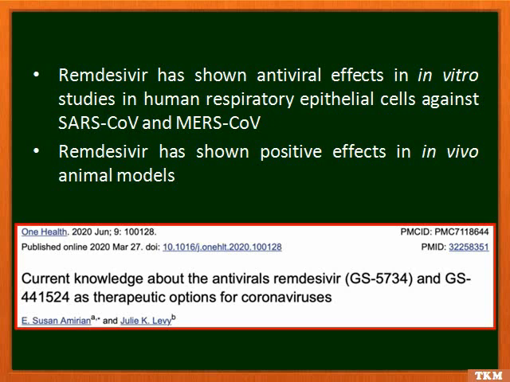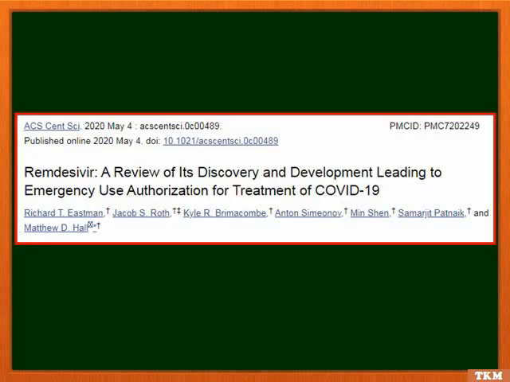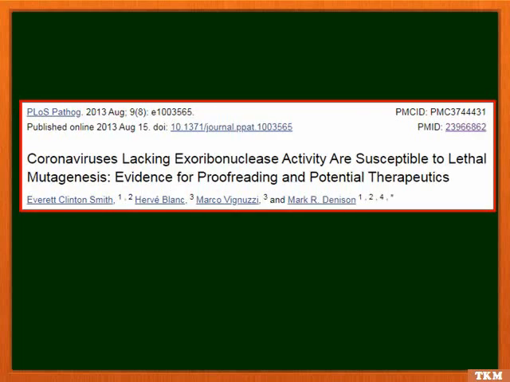So remdesivir has shown antiviral effects in in vitro studies in human respiratory epithelial cells against SARS-CoV and MERS-CoV. Remdesivir has shown positive effects in in vivo animal models. There is a paper for that. You can refer to it for further details. Remdesivir, again, a review of its discovery and development leading to emergency use authorization for treatment of COVID-19. Coronaviruses lacking exoribonuclease activity are susceptible to lethal mutagenesis, evidence for proofreading and potential therapeutics.